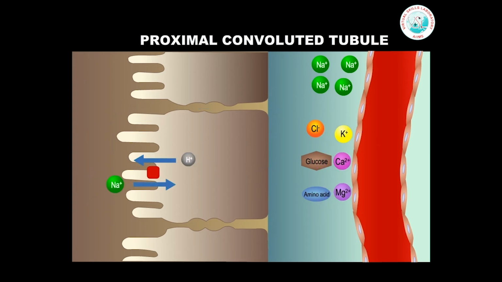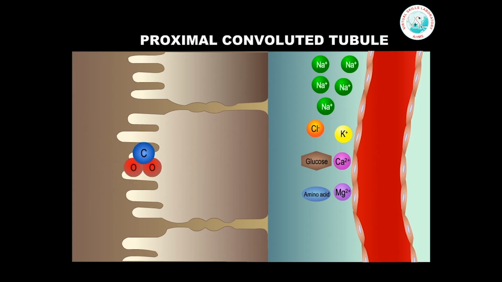Some sodium ions are also reabsorbed by secondary active transport in return for the hydrogen ions in the filtrate. The movement of hydrogen ions provides the driving force to reabsorb bicarbonate. In the filtrate, hydrogen ions combine with bicarbonate to form carbonic acid. Carbonic acid dissociates to form carbon dioxide and water.